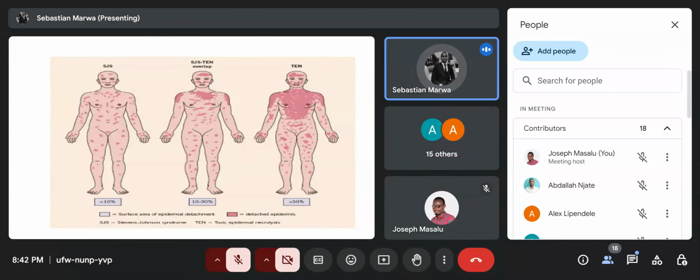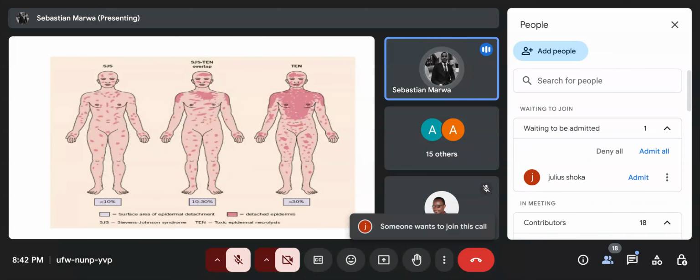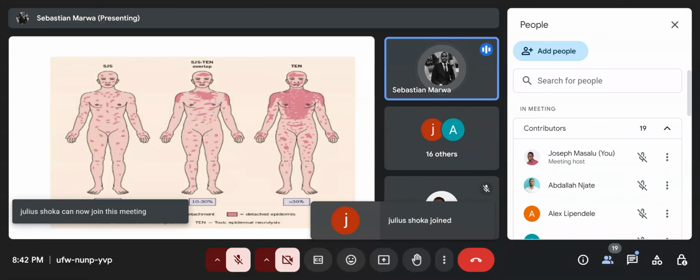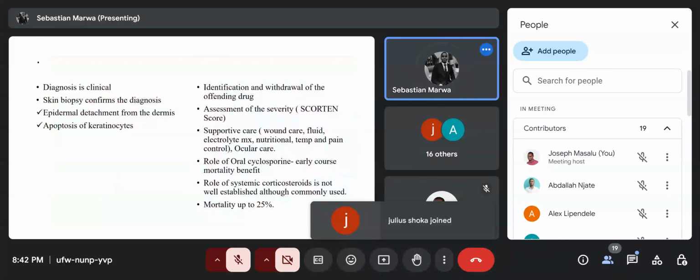SJS is usually when you have less than 10% of the body affected. Body surface area from 10 up to 30% is known as the SJS/TEN overlap. And when you have more than 30% of the body being affected, then it's toxic epidermal necrolysis.